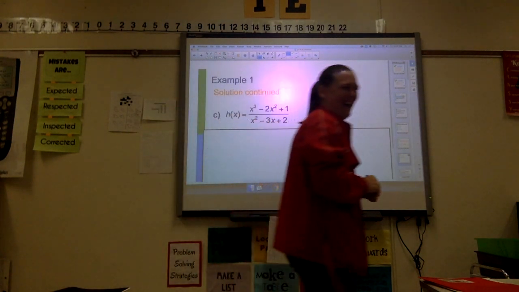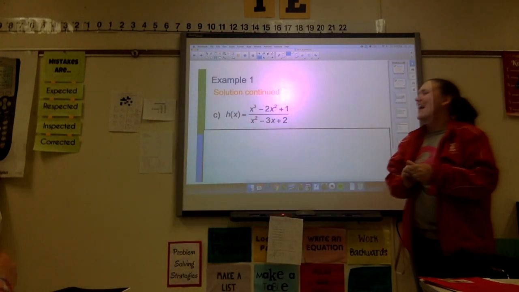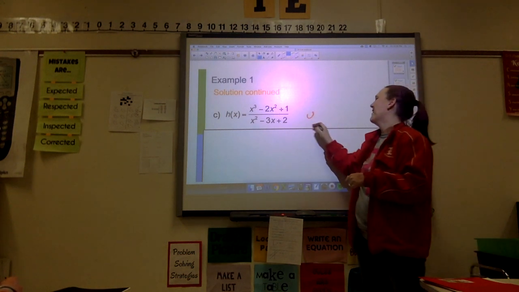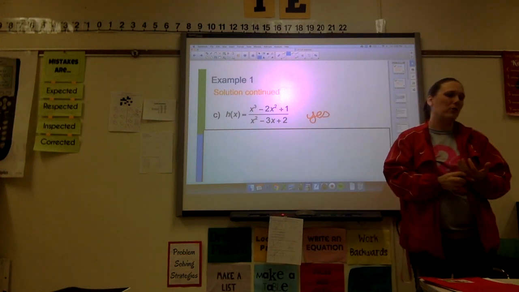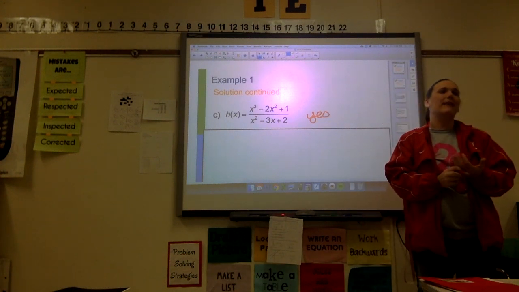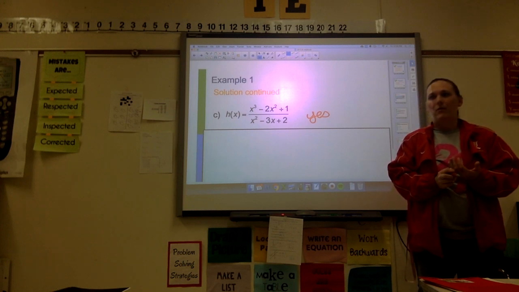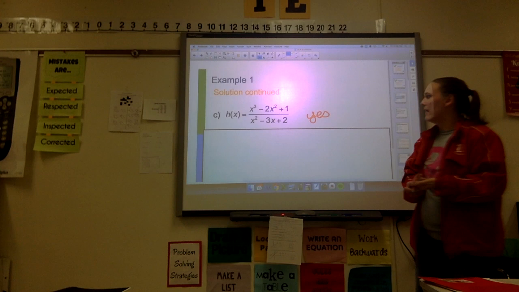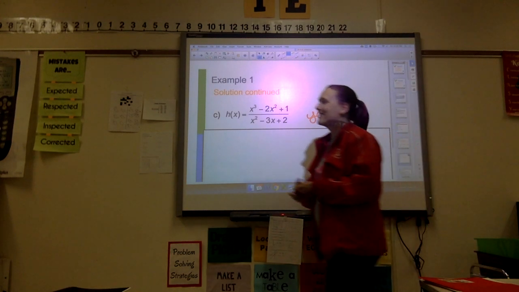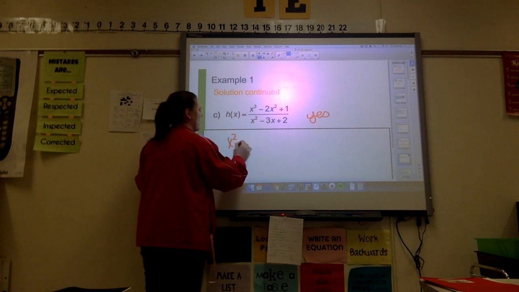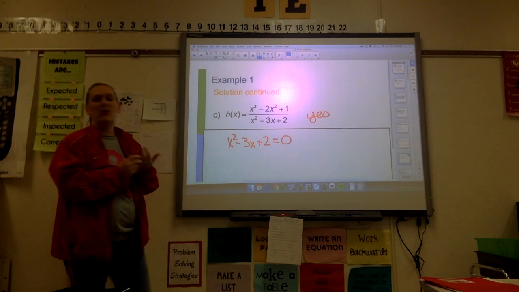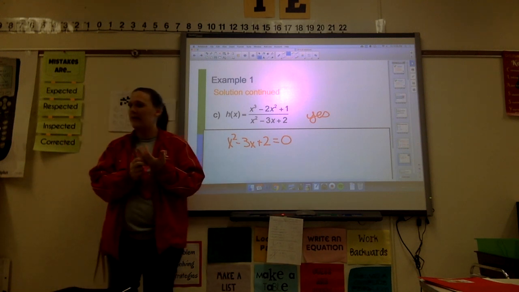Question C. Is that a rational function? Yes. Because it is a polynomial divided by a polynomial. It now says to state its domain. What can't x be? So we need to look at what x can't be. So I need to look, where does my denominator equal 0? So we are solving a quadratic equation to find that. Why don't you go ahead and give that a shot?